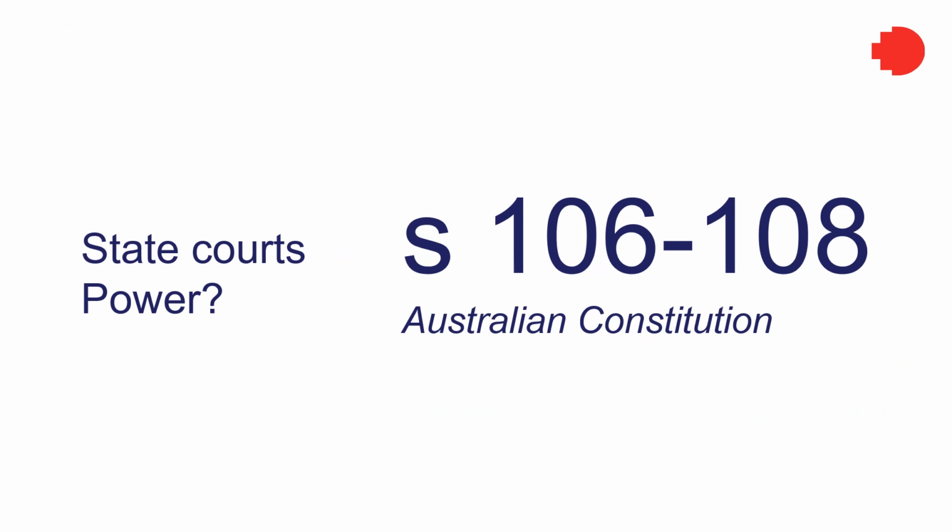Welcome back. Where do state and territory courts get their power from? Well, the supreme courts of each of the colonies were established before federation. Remember, they were already here. So upon federation, these colonial supreme courts became the state supreme courts, and under sections 106 to 108 of the Australian Constitution, that's where they became state supreme courts.